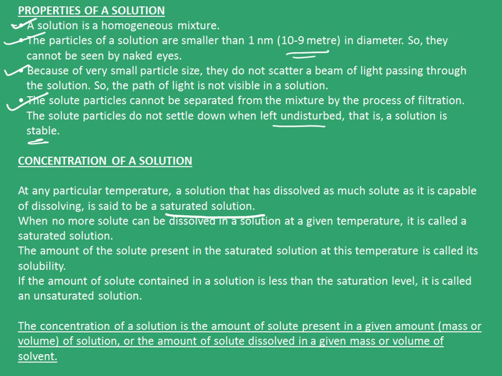That is, when no more solute can be dissolved in a solution at a given temperature, it is called a saturated solution. The amount of solute present in the saturated solution at this temperature is called its solubility. If the amount of solute contained in the solution is less than the saturation level, it is called an unsaturated solution. So, these three things have to be remembered. The concentration of a solution is the amount of solute present in a given amount by mass or volume of solution, or the amount of solute dissolved in a given mass or volume of solvent.